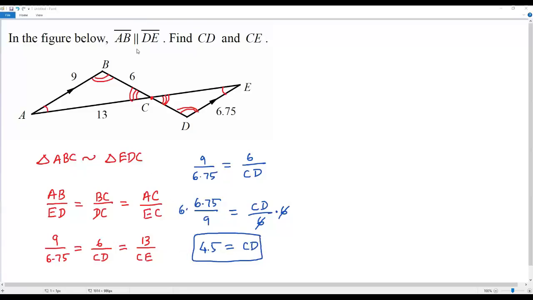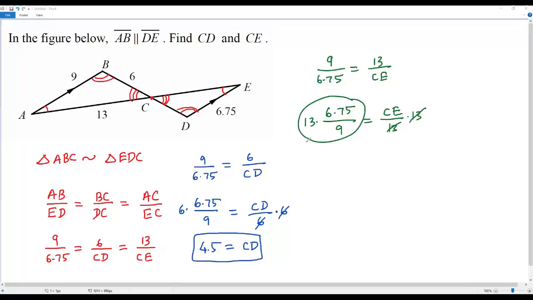Now I'm going to equate the first quantity and the third quantity. Since all three quantities are equal, we can equate any two. In the first quantity I know both numerator and denominator, so if it is equated to the third quantity, I'll be able to solve for the unknown CE. Let me equate the first quantity, 9 over 6.75, to the third quantity, 13 over CE. We need to solve for CE, but it's in the denominator, so let's take the reciprocal on both sides. I get 6.75 over 9 equals CE over 13. Let me multiply both sides by 13 to solve for CE. This 13 will cancel out.